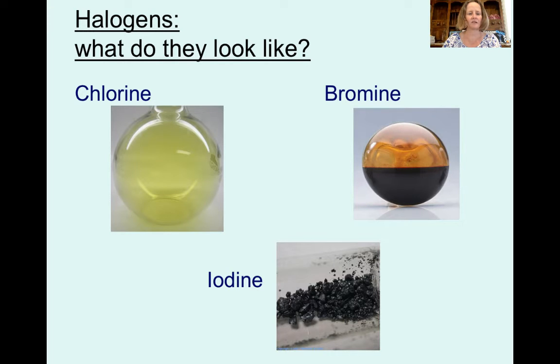What do they look like? Chlorine is a green tinted gas. Bromine is a reddy brown liquid, and iodine is a purpley silvery solid.